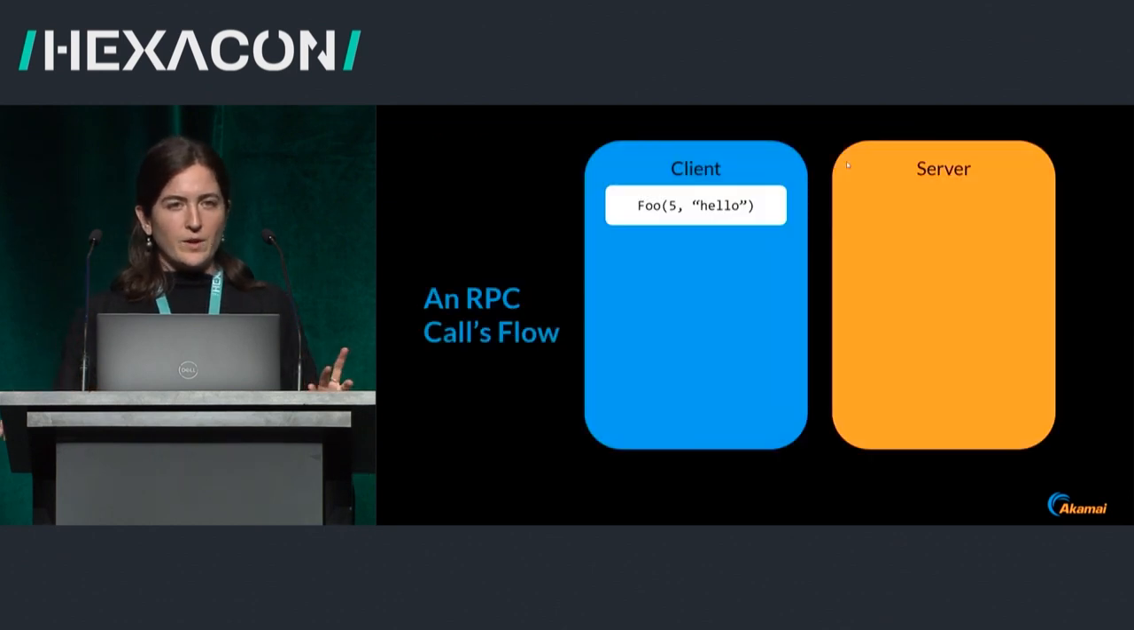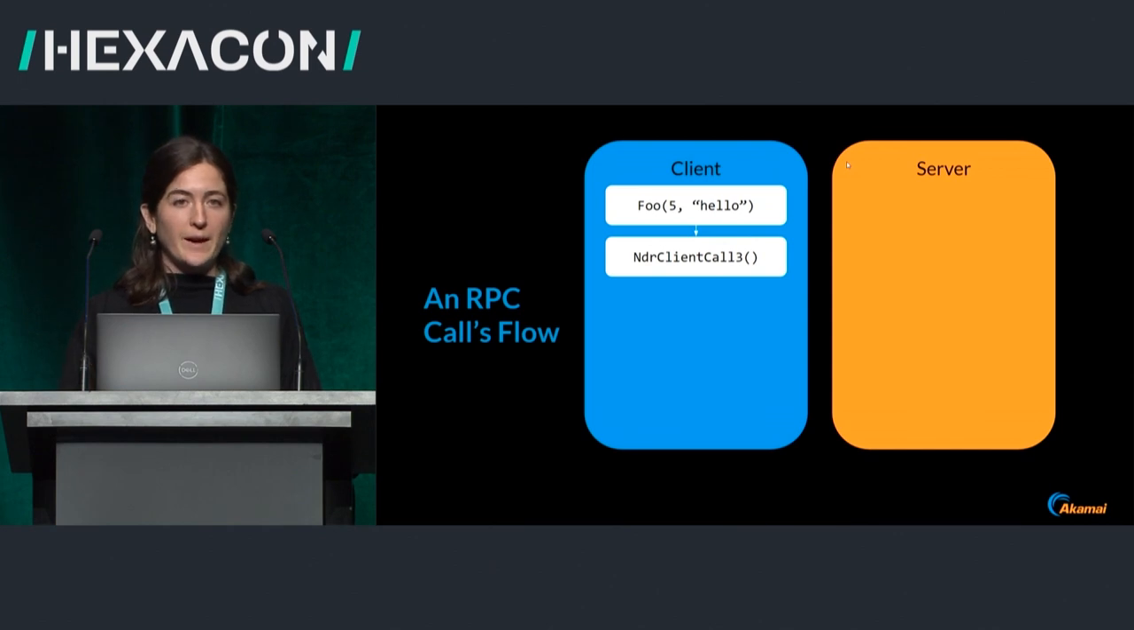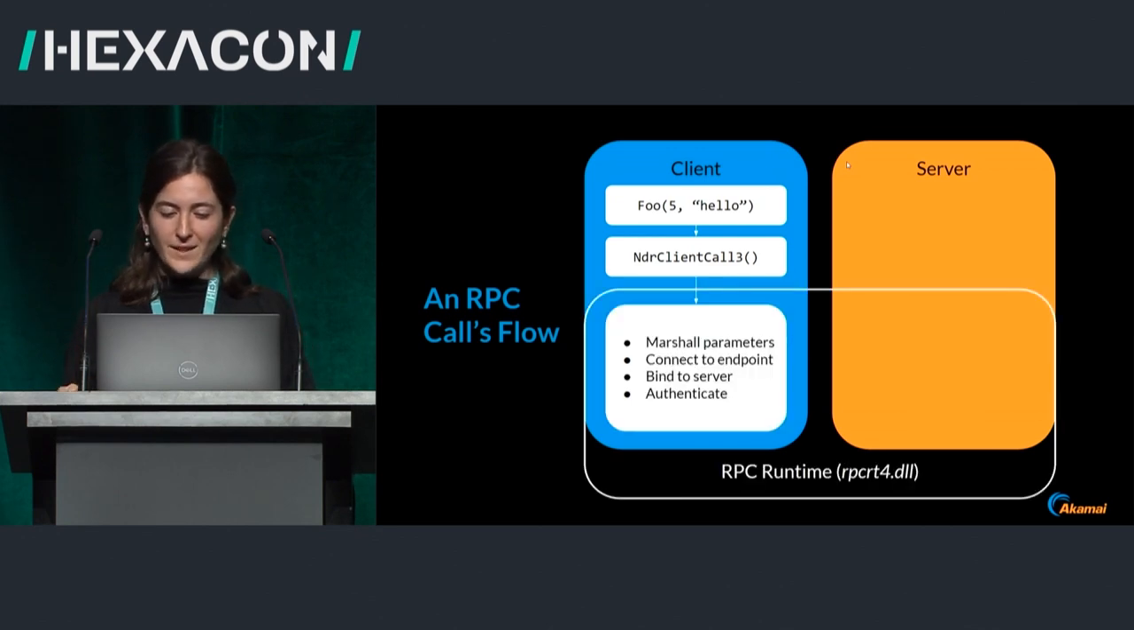Now I think we covered all of the terms I listed at the beginning, but let's take a higher view of the RPC call flow. So we have the client wants to call foo. Foo is compiled by the MIDL compiler to a client stub. The stub then invokes a client NDR function, NDR client call, which is an RPC runtime function. It is the first time I mentioned RPC runtime, I think, but it's actually the most integral part of RPC on Windows. It implements both client and server-side functionality.